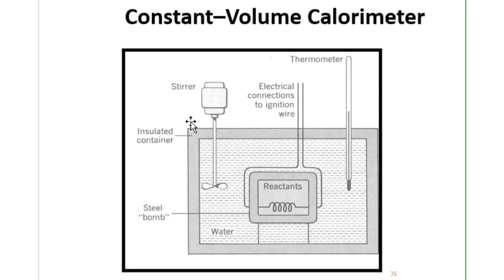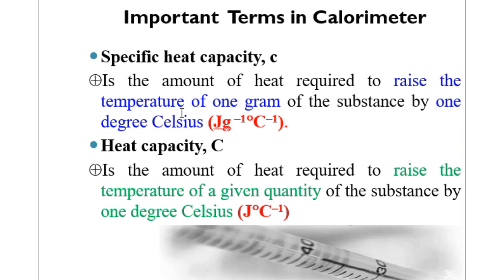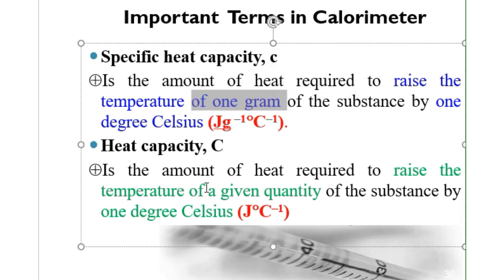And this is the constant volume calorimeter. The volume is fixed inside the calorimeter, and the outer one is the insulated container. Here there are two important terms in calorimetry. The first one is specific heat capacity with small c, and the other one is heat capacity with capital C. The difference between these two definitions is that one is for a specific 1 gram, and the other is for a given quantity. Both are to raise the temperature by 1 degree Celsius. So it is very simple to remember the definitions.